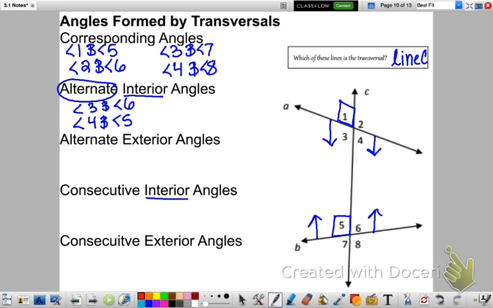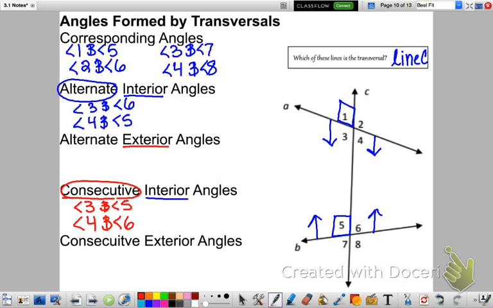Now if we look at the consecutive, or the same side, that means angle 3 would go with angle 5, and angle 4 would go with angle 6.